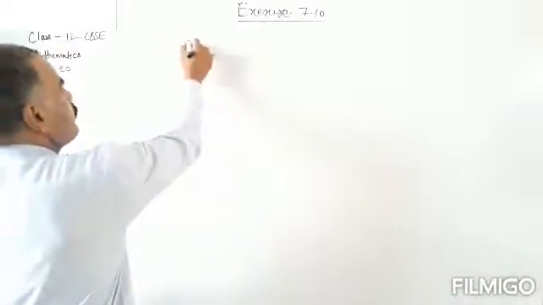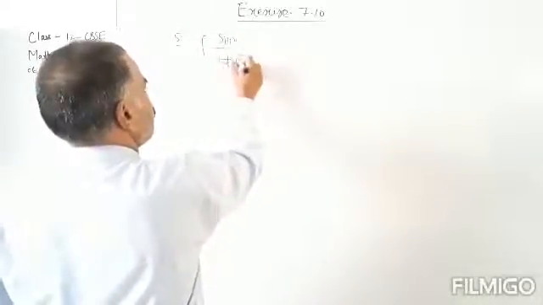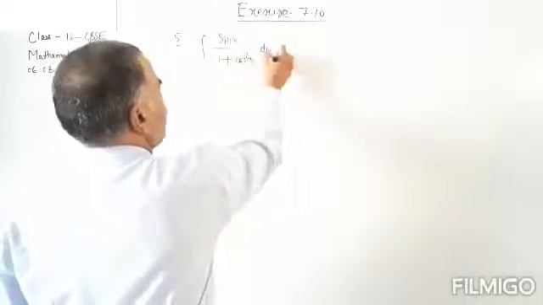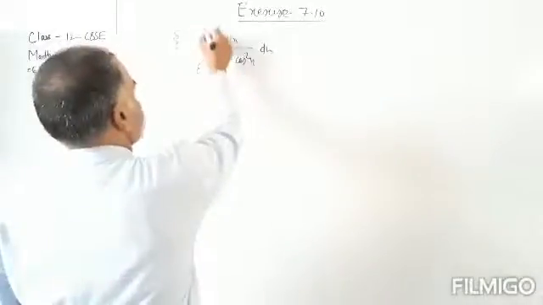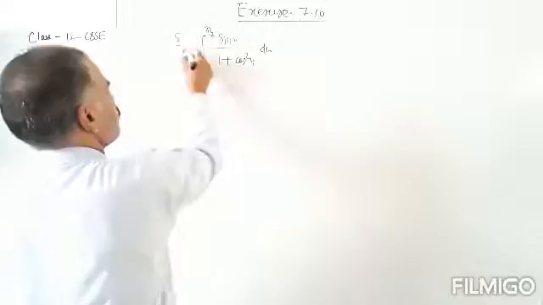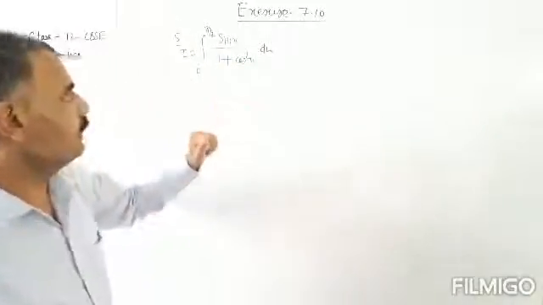And question number 5 is: integrate sin x upon 1 plus cos square x dx, and the limit varies from 0 to pi by 2. Okay, so sin x upon 1 plus cos square x.